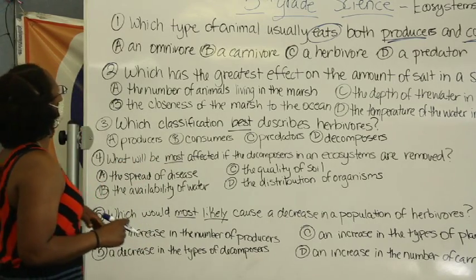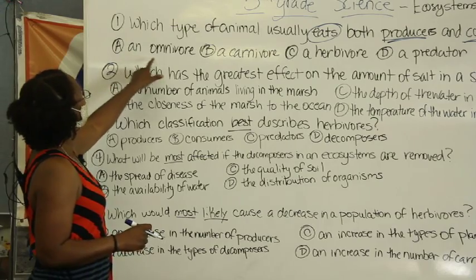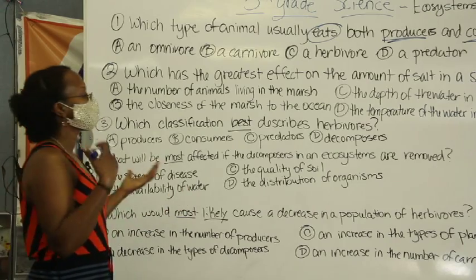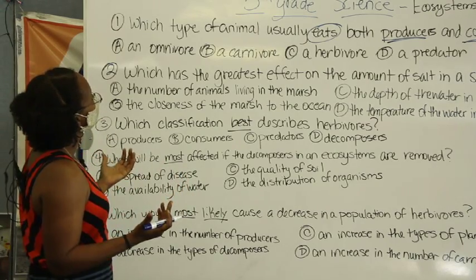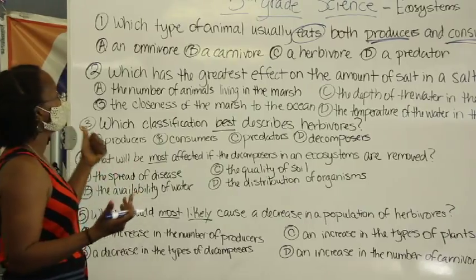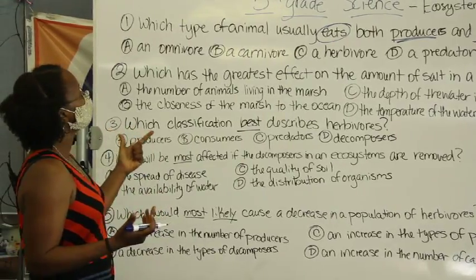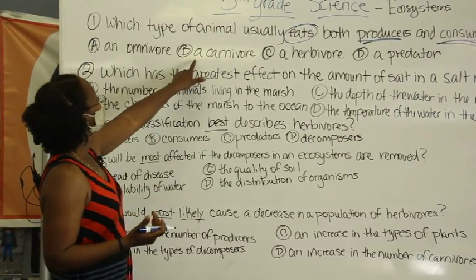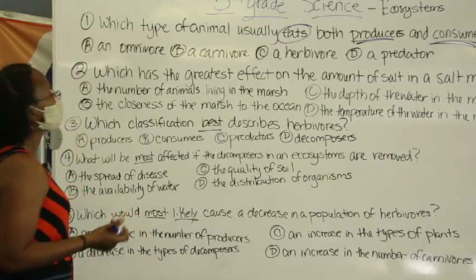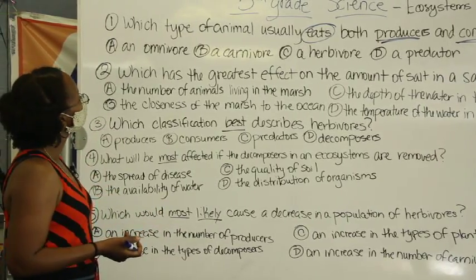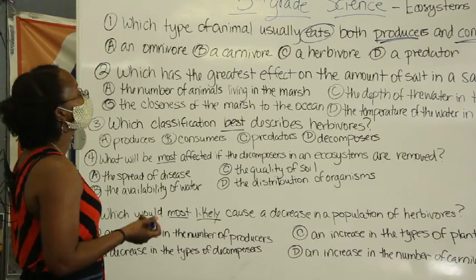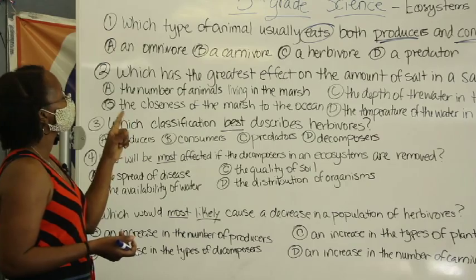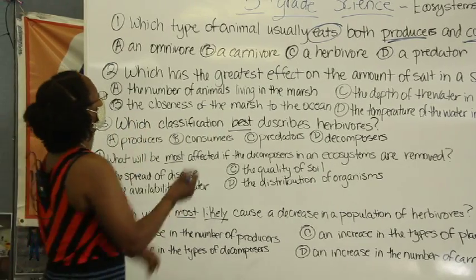All right, so let's start with A, an omnivore. What's an omnivore? Omnivores eat plants and animals. So plants are producers and animals are consumers. So we'll keep that one, okay? Let's go to carnivores. Carnivores eat animals, not plants. So they don't eat producers because producers are plants, usually. So we're going to mark it out.